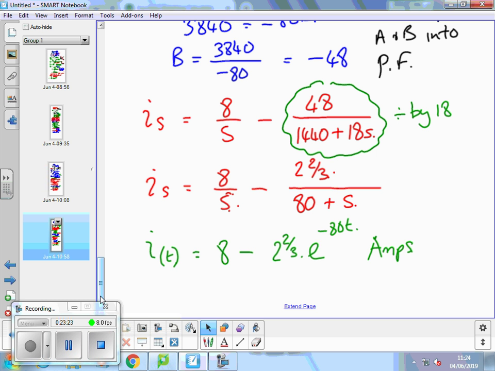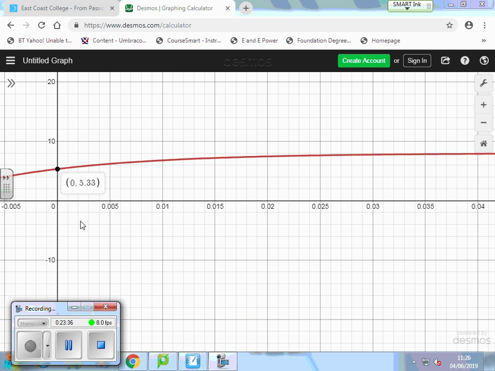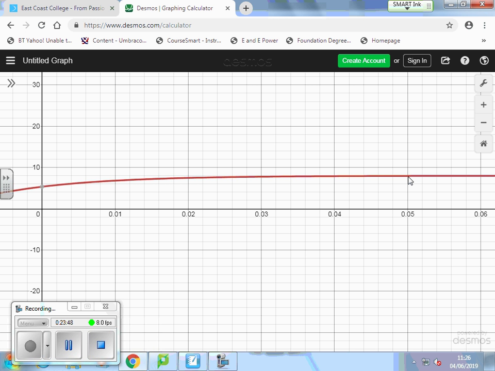I'm just going to graph that so we can see that it does look like what we suggested it might look like. So switch on, time is equal to 0, we've got 5 1/3 amps, and after a certain time period, we get close on 8 amps. Remember, in theory, this exponential rise never reaches the limit, but it's tending towards the 8 amps.